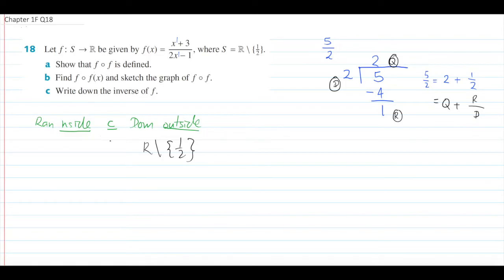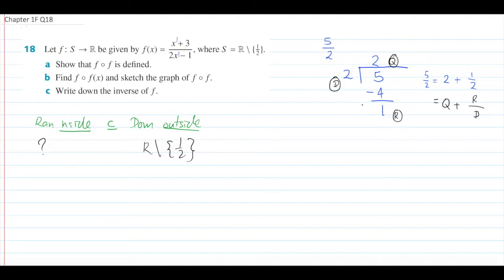The domain and the range should be the same for both of them, okay? So now the question is, what is the range of the inside? We've not been given the range, we've been given the domain. So what the question is actually asking is find the range of f, okay? So find the range of this function right here.